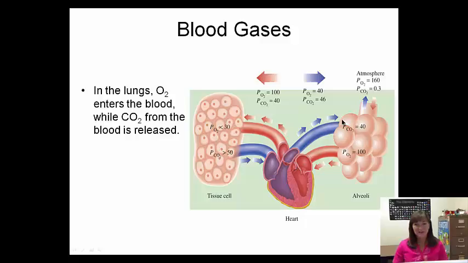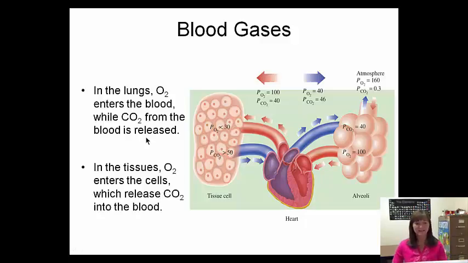If we focus on the heart, well, I'm not going to take the time. You can look at this and prove to yourself that gases flow from regions of high pressure to low pressure. The next bullet here: in the tissues, oxygen is going to enter the cell while carbon dioxide is going to leave the cells and enter into the blood. And all of this has a lot to do with the pressure.